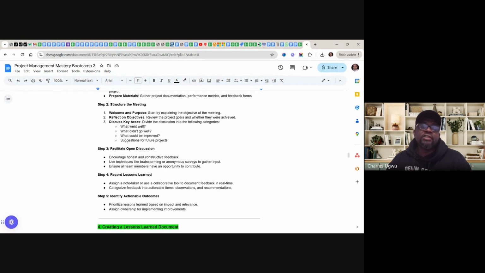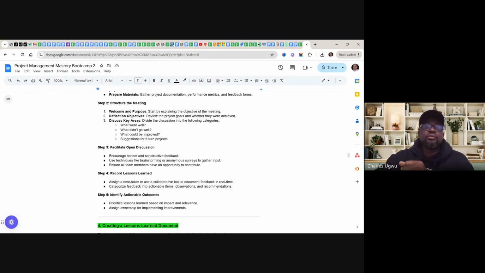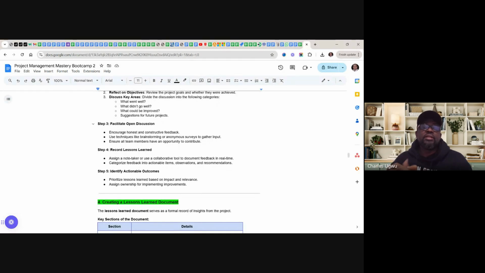Number 3, facilitate open discussion during the meeting. Encourage honest and constructive feedback. When we're trying to evaluate what went well, if we're not honest, there's no need of having it. Just like we use ourselves, if you really want the best for it, you really need to evaluate yourself.